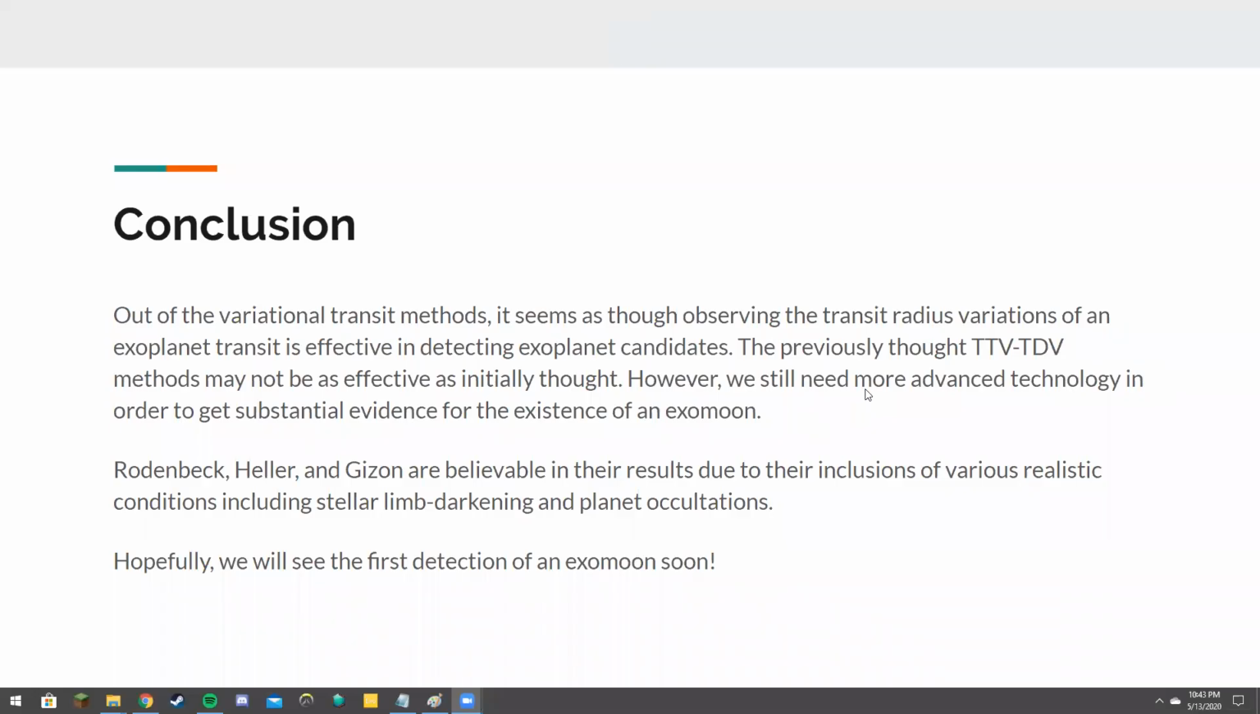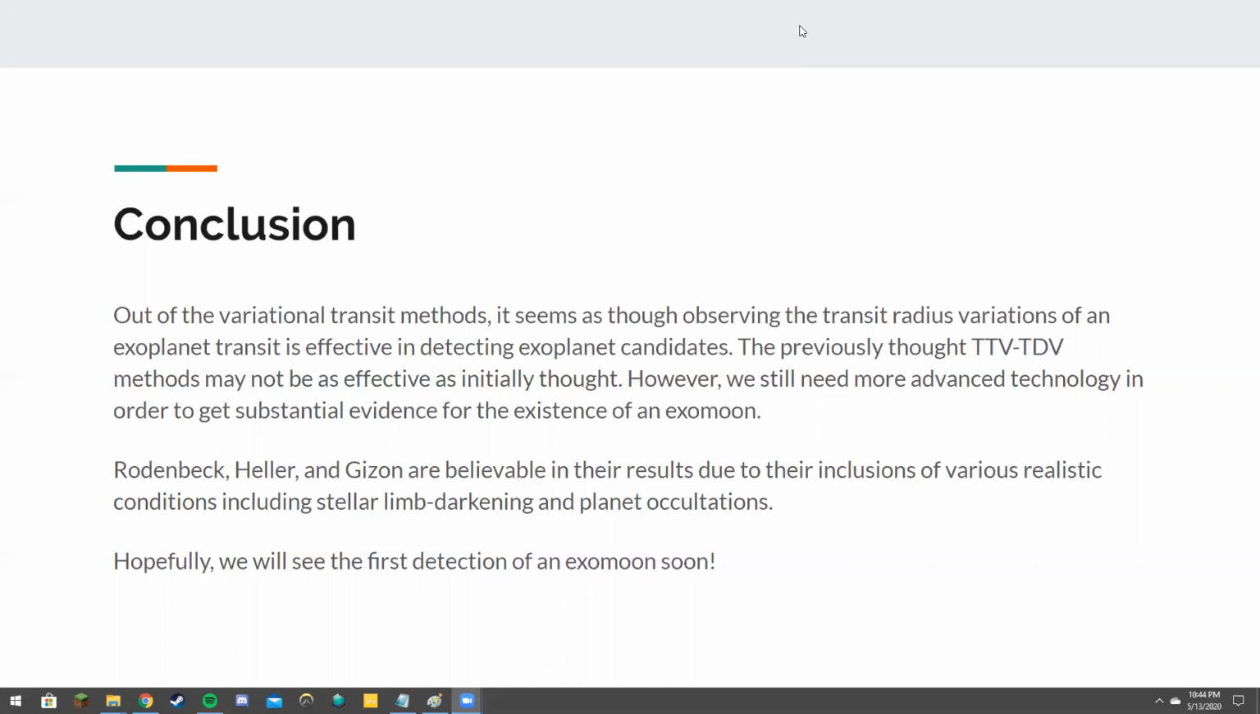So to conclude, out of all the variational transit methods within the transit light curve detection for exomoons, it seems as though observing the transit radius variations, as opposed to the transit timing variations and the transit duration variations, the TTV and the TDV, of an exoplanet is more effective in detecting exomoon candidates. And this is because the previously thought TTV, TDV methods may not be as effective as initially thought due to the interference of the photometric distortion and the barycentric motion of the moon-planet system.